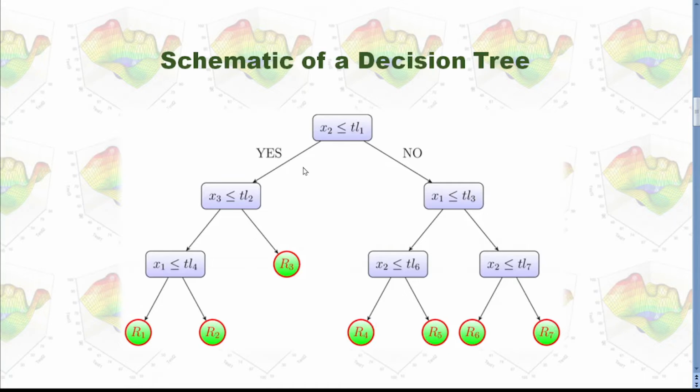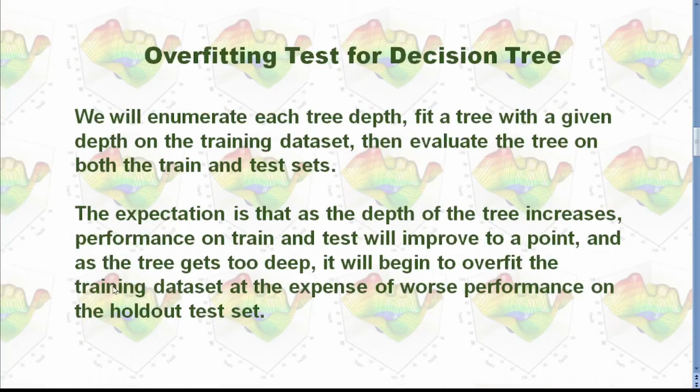As you can see, if we have more layers in this decision tree, or a very deep decision tree, we can have more small groups in our classification. How can we do an overfitting test for a decision tree? We will enumerate each tree depth, fit a tree with a given depth on the training dataset, then evaluate the tree on both the train and test sets.